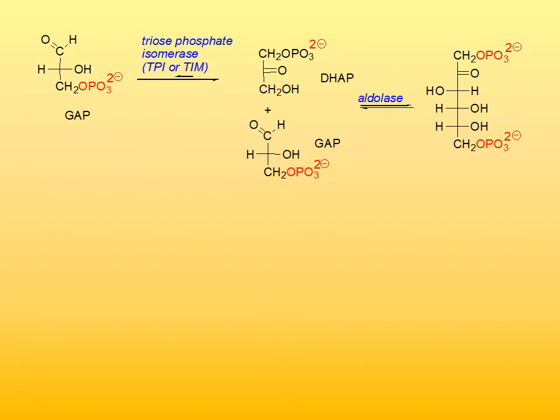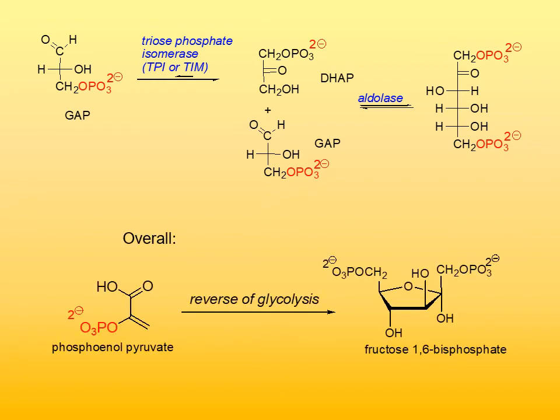So the half that is isomerized, through action of triose phosphate isomerase, becomes dihydroxyacetone phosphate. And then 1 molecule of dihydroxyacetone phosphate reacts with 1 molecule of GAP that has not been isomerized, and the enzyme aldolase couples them into a molecule of fructose 1,6-bisphosphate. And that completes this sequence. So the overall process is that 2 molecules of phosphoenolpyruvate have been converted into a molecule of fructose 1,6-bisphosphate.